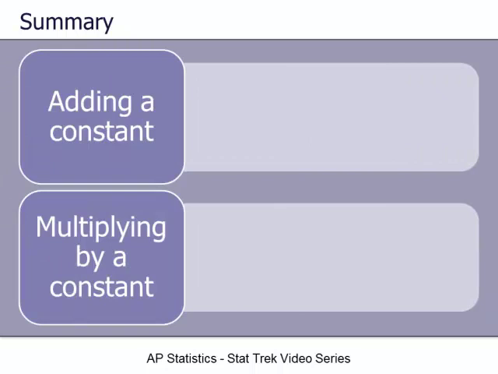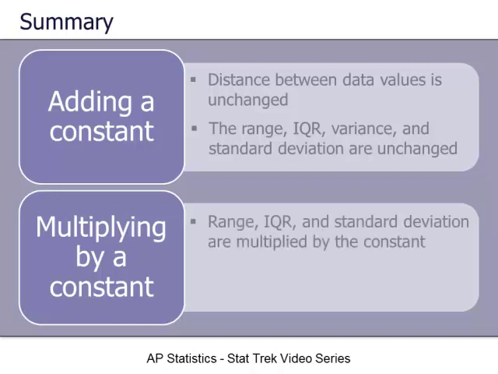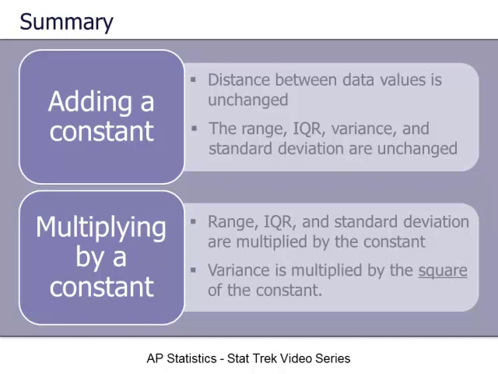And finally, we described how measures of variation are affected by global change to the data set, like adding a constant to every value in the data set or multiplying every value by a constant. Adding a constant has no effect on variability, so the measures of variability are unchanged. However, multiplying by a constant does affect variability. The range, interquartile range, and standard deviation are also multiplied by the constant, and the variance is multiplied by the square of the constant.